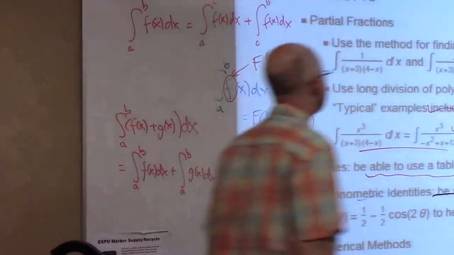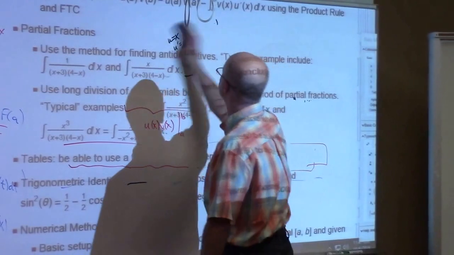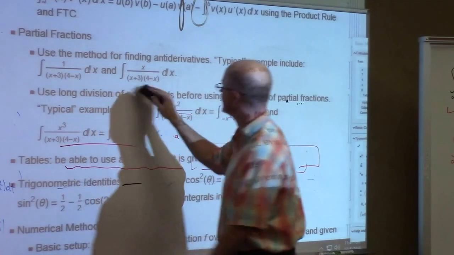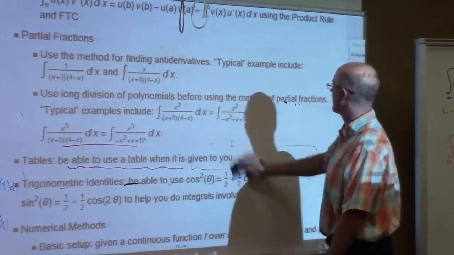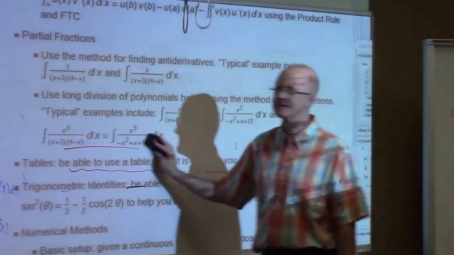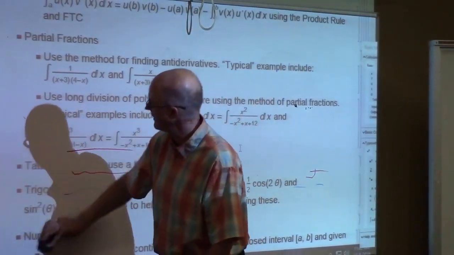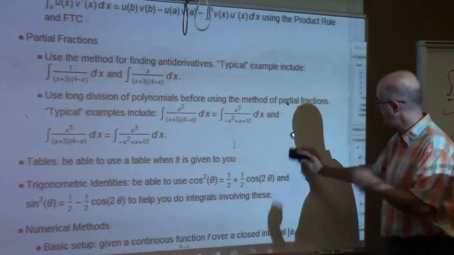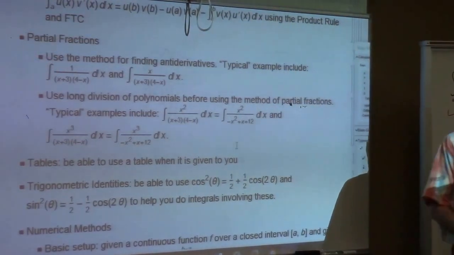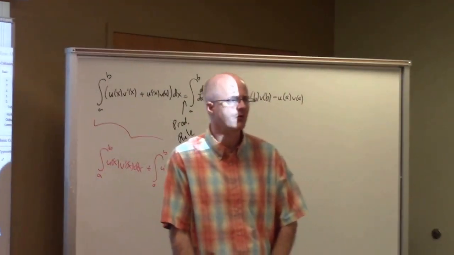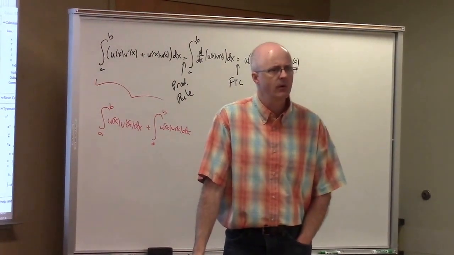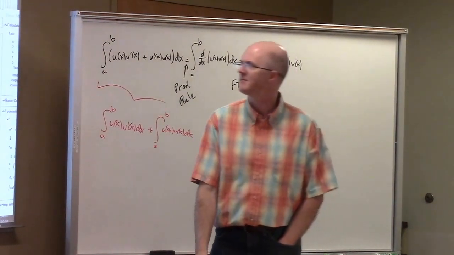Partial fractions. You should be able to use the method for finding antiderivatives. Typical examples include things like this and this. We did the simplest cases, where you could factor the bottom and you didn't have any repeated factors. That makes it a little tougher. We will focus on the simplest cases on the exam.